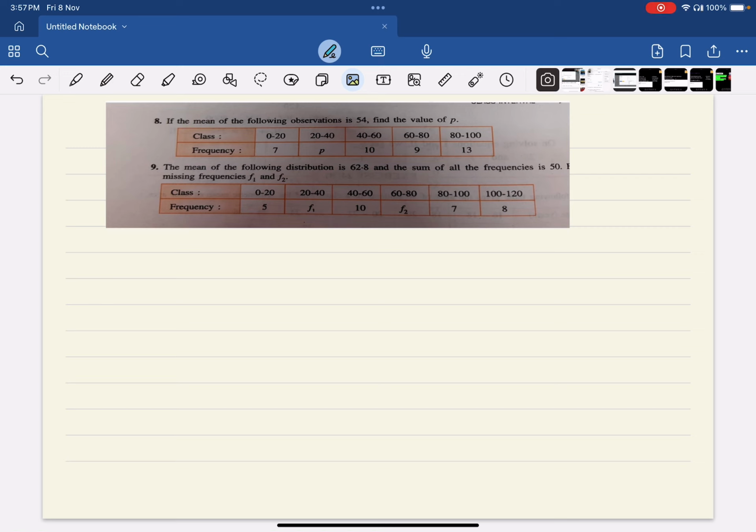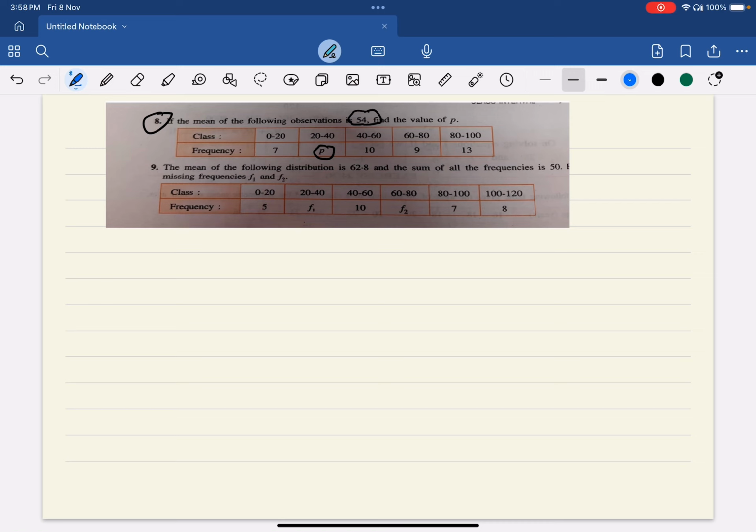Today we are going to do questions on statistics again for class 10 CBSE and ICSE boards. These two questions are important. So look at the first question, which is question number 8 here. We are supposed to find the missing frequency P, and we are given that the mean of the following observations is 54. So in order to do these questions, it is always good to use the direct method.